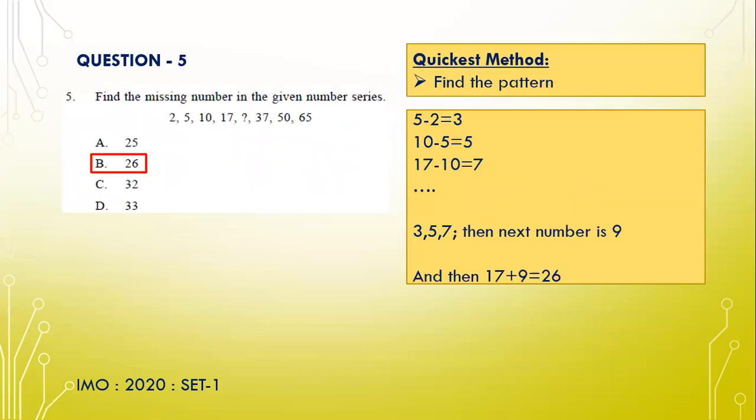Find the missing number in the given number series. 2, 5, 10, 17, question mark, 37. So what is the difference between 2 and 5? 3. What is the difference between 5 and 10? 5. What is the difference between 10 and 17? 7. So 3, 5, 7.